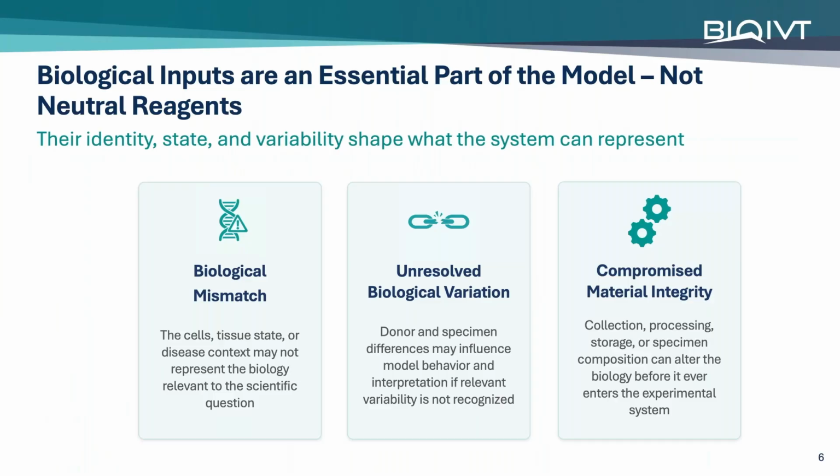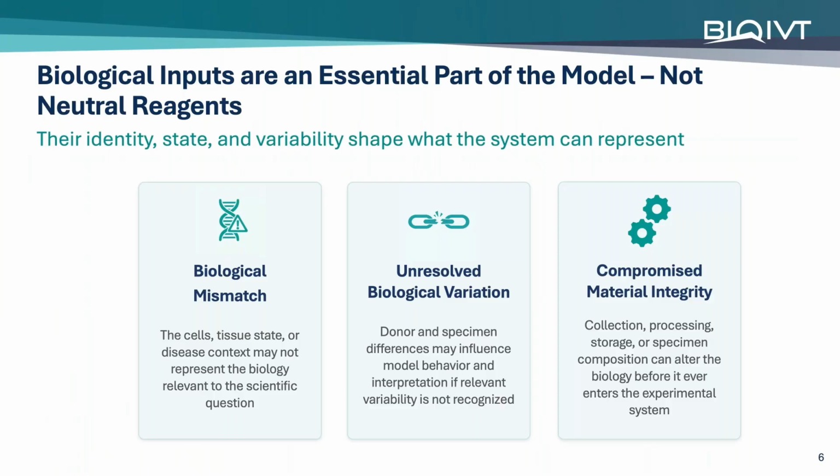The second is unresolved biological variation. We may observe variability in experimental output and assume it reflects poor technical performance, when it may actually represent meaningful differences among donors or specimens. That distinction matters. Biological variation is not simply noise that should always be eliminated. In some applications, understanding that variation is actually part of the scientific objective.